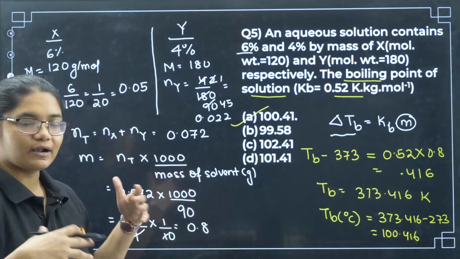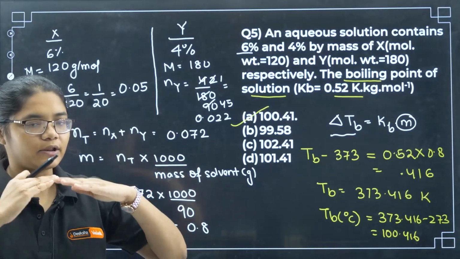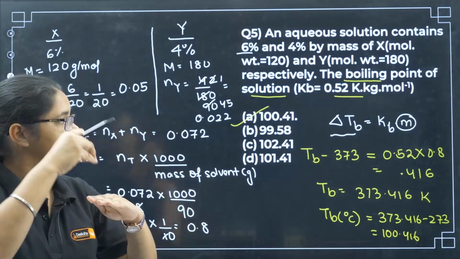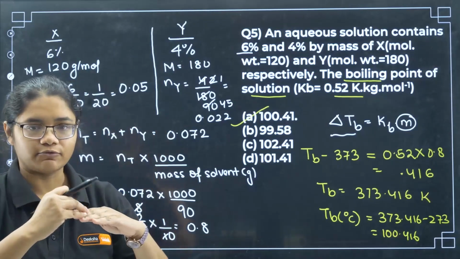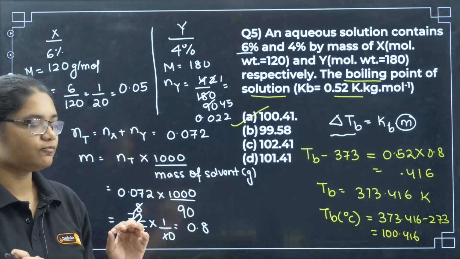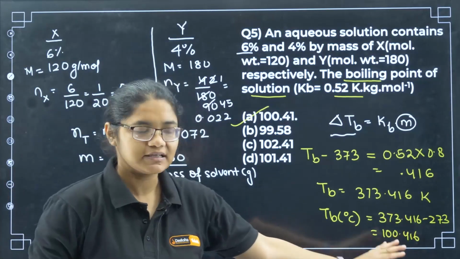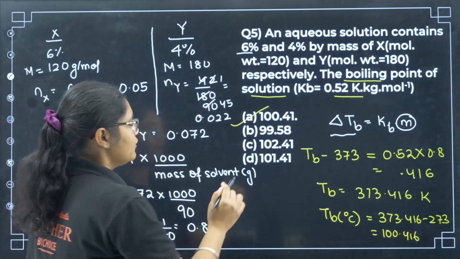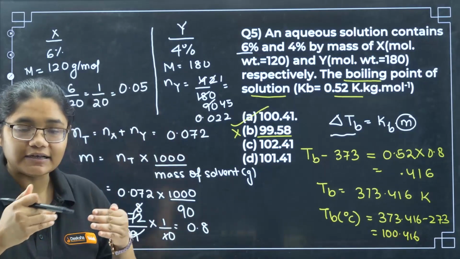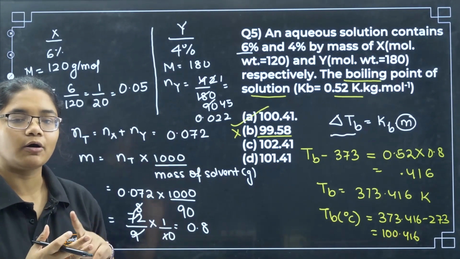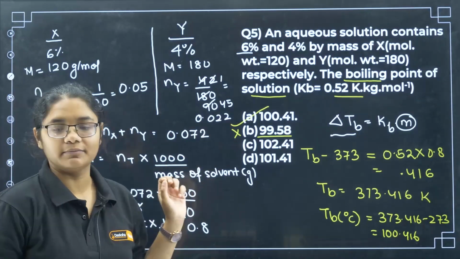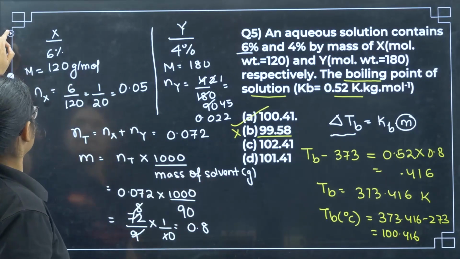So now you understood the basics: earlier the boiling point of water is 100 degrees Celsius. Now if I add in that 6 gram of X and 4 gram of Y, the boiling point will increase, right? And what will be the new boiling point of water? 100.416. Now by seeing the options, we can eliminate option number B. Why? Because it is a decrease in boiling point. So always the boiling point will increase on addition of a solute. So here option number A is the correct answer.